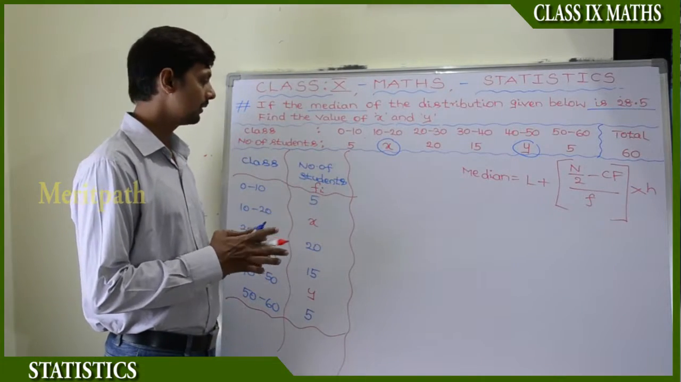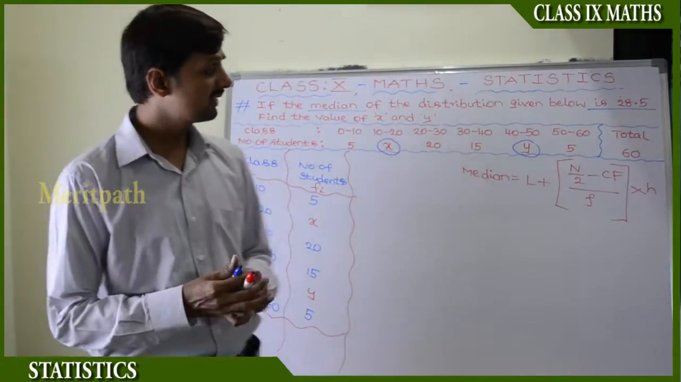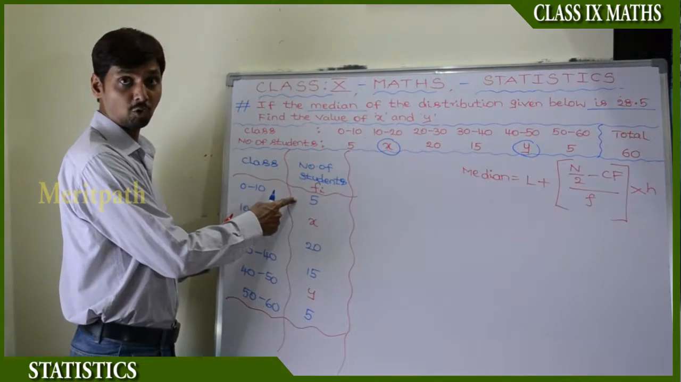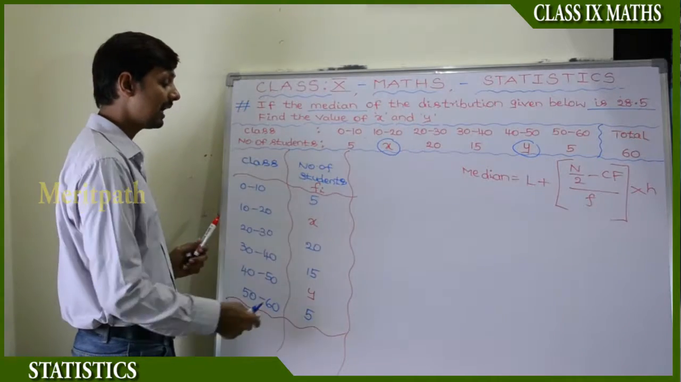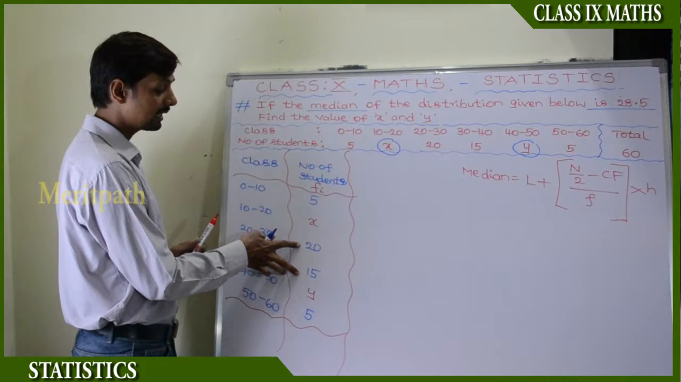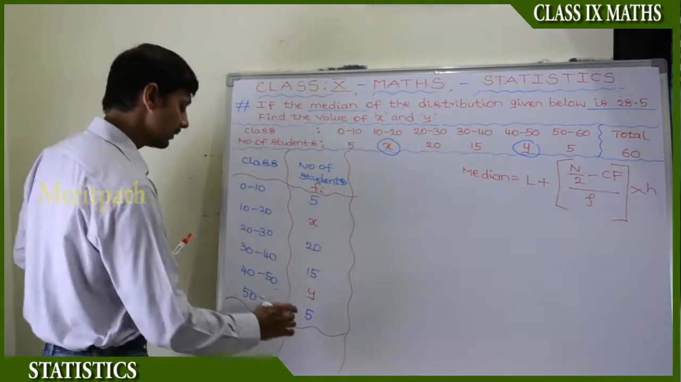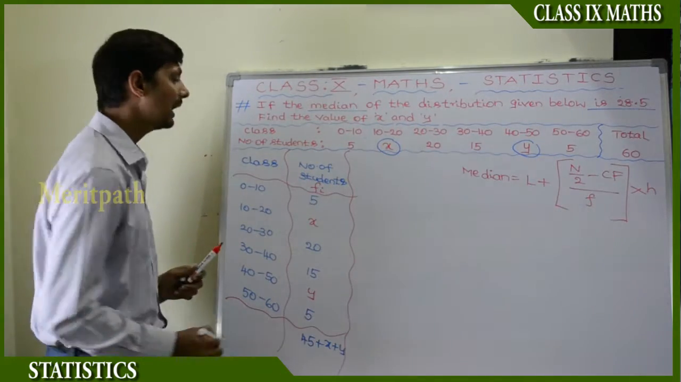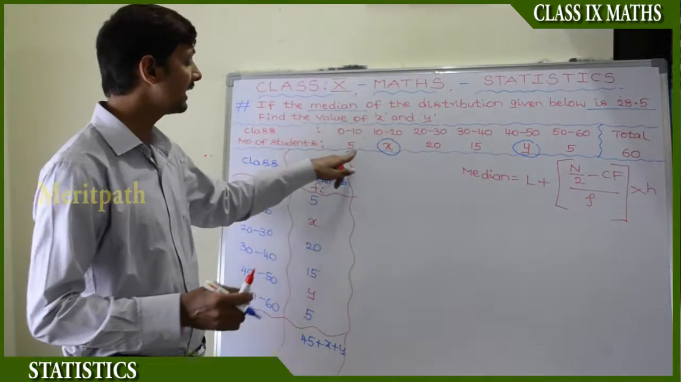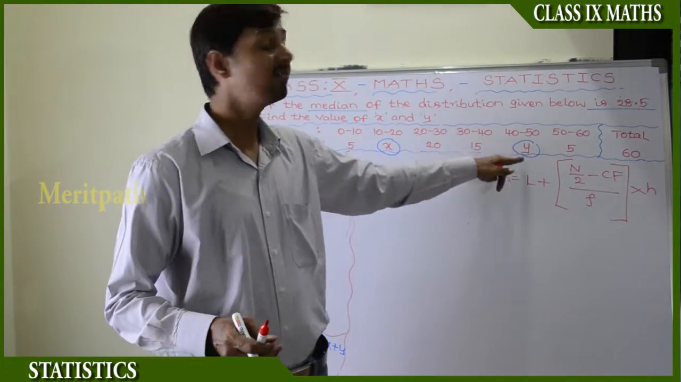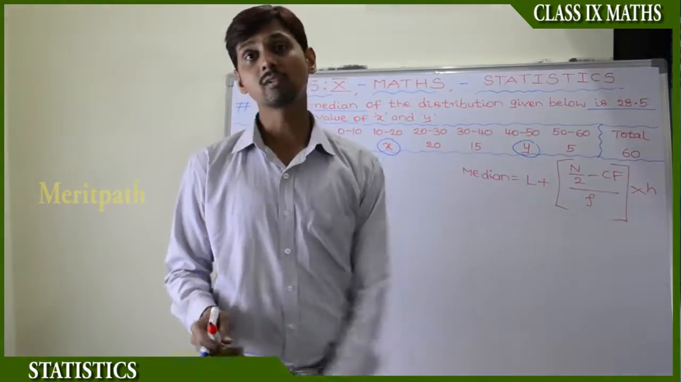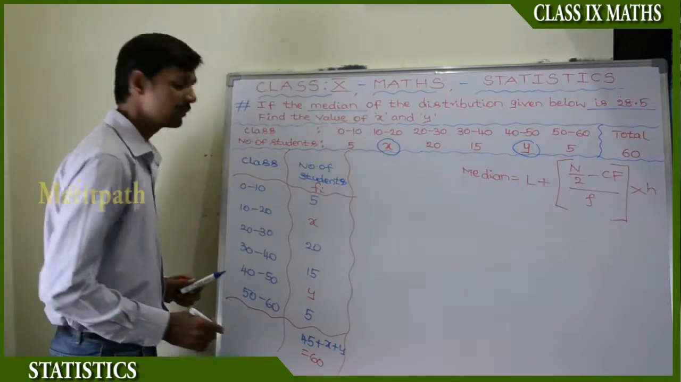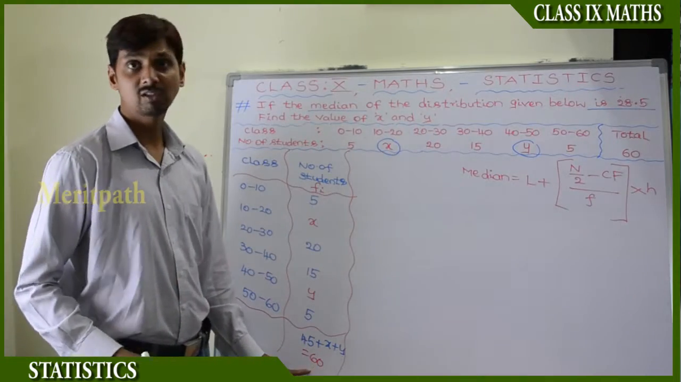We need to find the sum of the frequencies. When we add all the frequencies, 5, 20, 15 and 5, we get 45. So 45 plus x plus y, and all the frequencies given, 5, x, 20, 15, y and 5, together equal 60. So 45 plus x plus y is equal to 60.